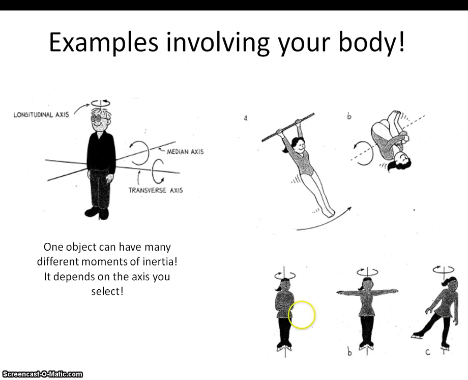We also see a nice example of this with a skater. Ice skaters change their rotational inertia by pulling in their arms. When they pull their arms in, they decrease their rotational inertia. If they want to increase the inertia, they can throw their arms out. They can also throw their legs out. And the idea is that they're rotating around the longitudinal axis, and when they move their limbs out, they're actually increasing the distance that some of the mass is from that axis.